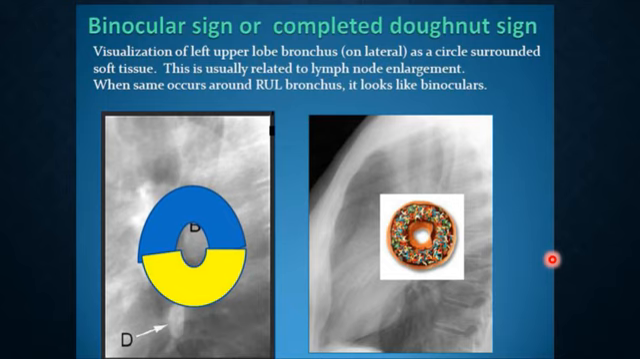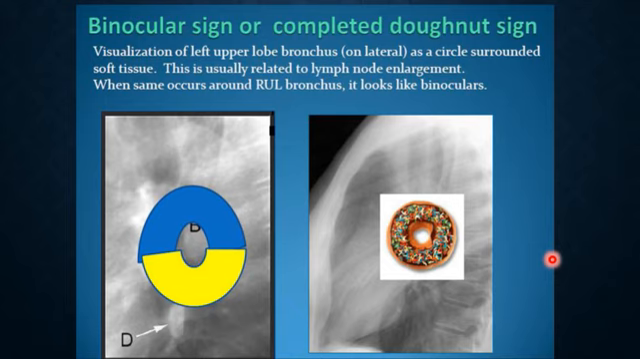It's visualization of the left upper lobe bronchus on lateral chest x-ray as a circle surrounded by soft tissue, usually related to lymph node enlargement. When the same occurs around the right upper lobe bronchus, it looks like a binocular. So it means that there is hilar lymph node enlargement resulting in soft tissue around the bronchus.